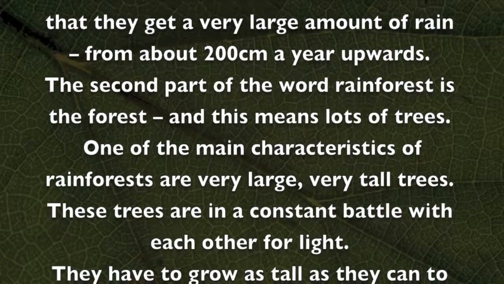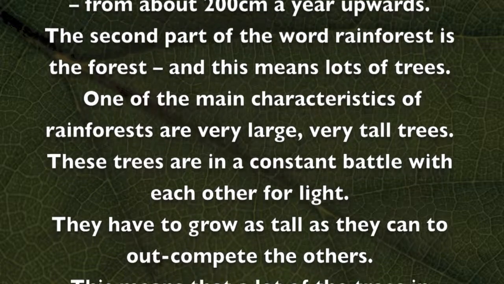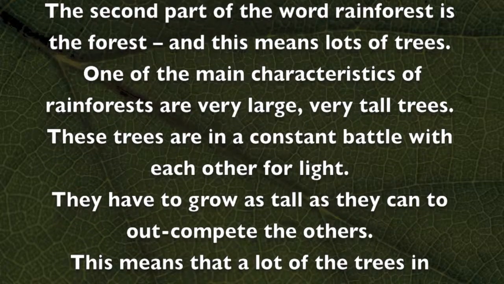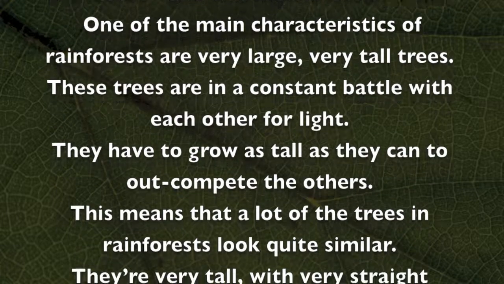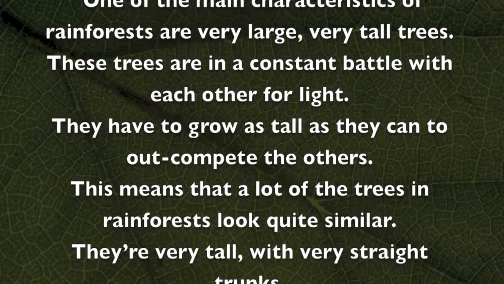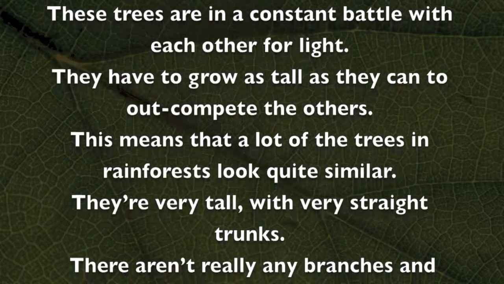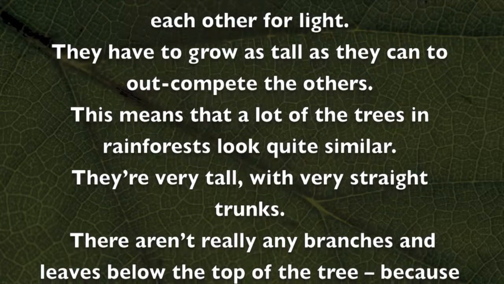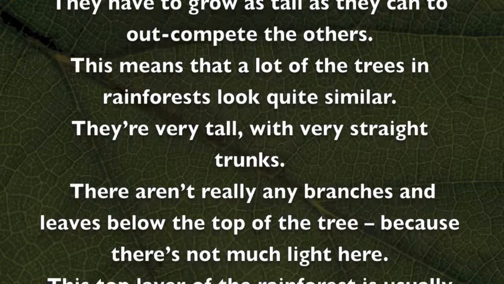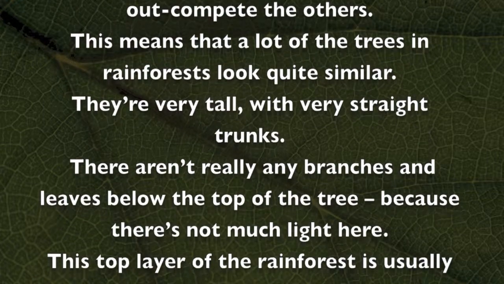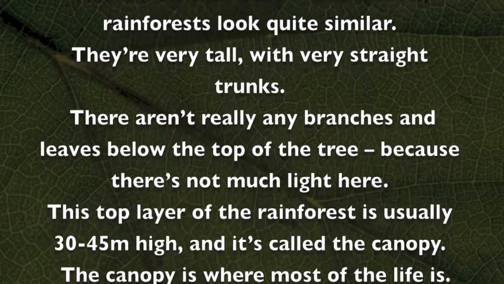One of the main characteristics of rainforests are very large, very tall trees. These trees are in a constant battle with each other for light. They have to grow as tall as they can to outcompete the others. This means that a lot of the trees in rainforests look quite similar. They're very tall with very straight trunks. There aren't really any branches and leaves below the top of the tree because there's not much light here.